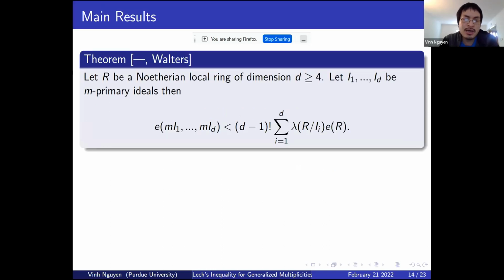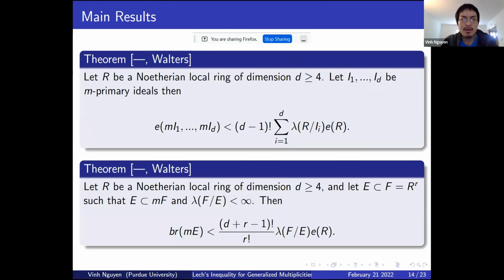Okay, so here's the main result by me and Kelsey. We're able to generalize the improved Lech bound to both of the multiplicities that I mentioned, so to the mixed multiplicity and to the Buchsbaum-Rim multiplicity. And we recover the original improved bound.